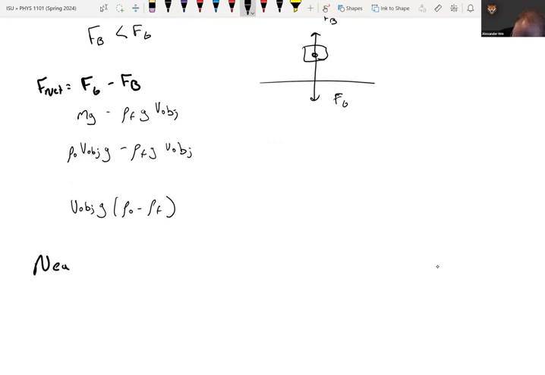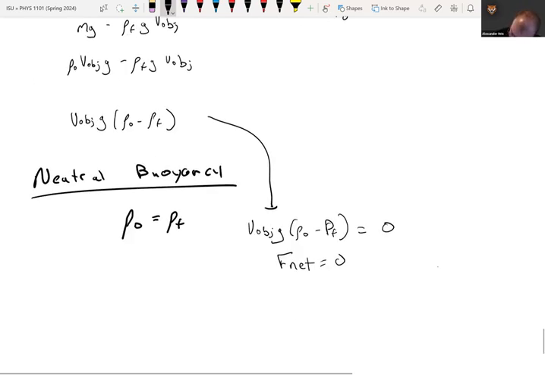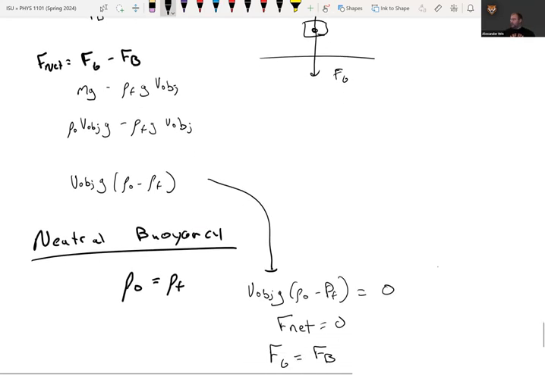So for neutral buoyancy, it's a similar case, except that the density of the object equals the density of the fluid, which means that this equation, V object times g times the density of the object minus the density of the fluid, just equals 0. That means F net equals 0, which means that your force of gravity equals your force of buoyancy. Okay, so that is fundamentally what's going on with that.